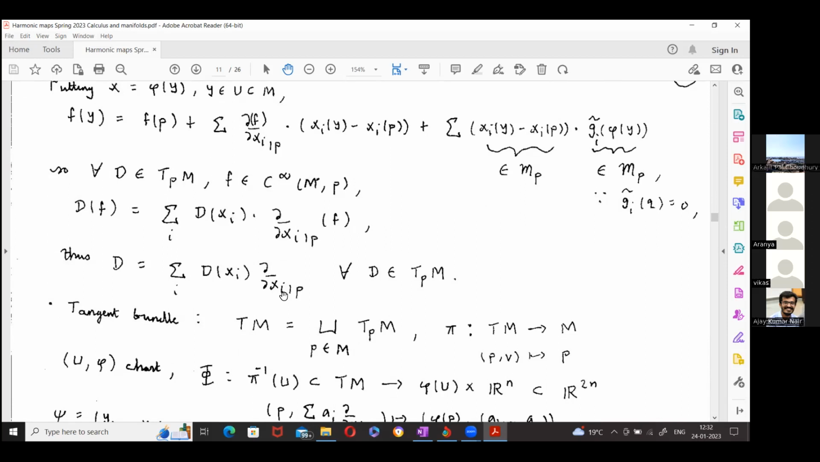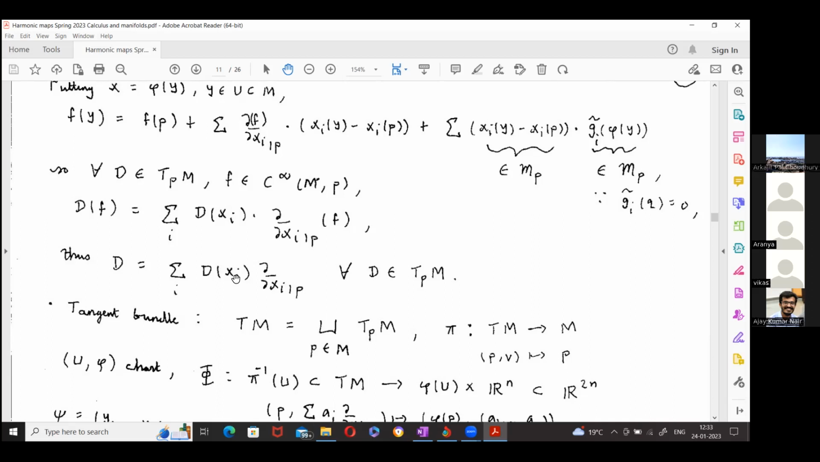Therefore the ∂/∂xi's span the tangent space. And we have not just that, we have an explicit representation of any tangent vector d as a linear combination of the ∂/∂xi's. The coefficient of ∂/∂xi is the tangent vector d acting on the coordinate function xi. Okay, so we've got what we wanted.